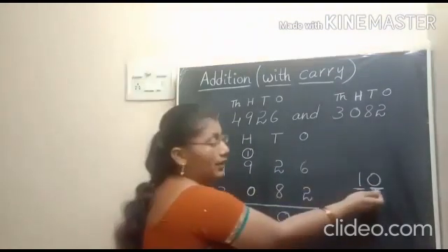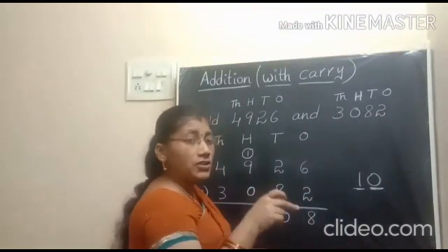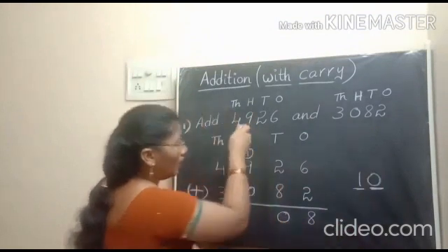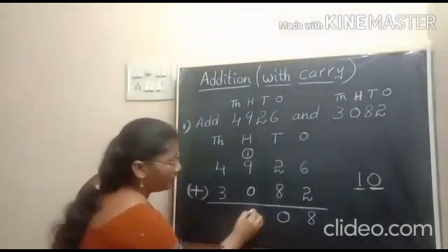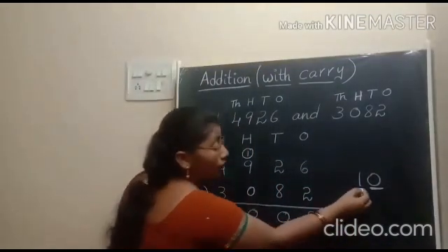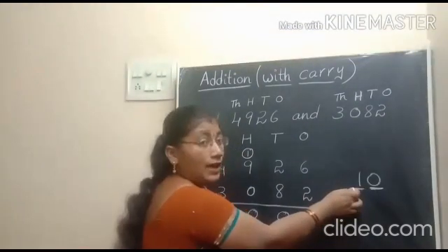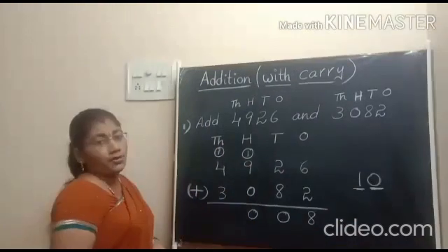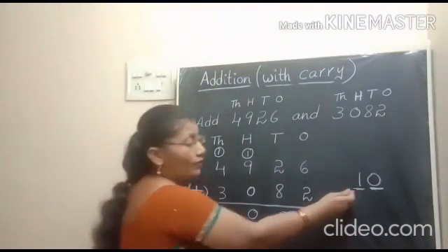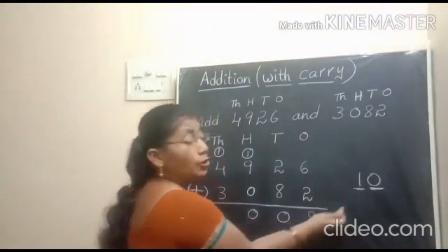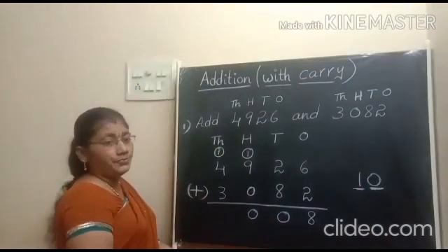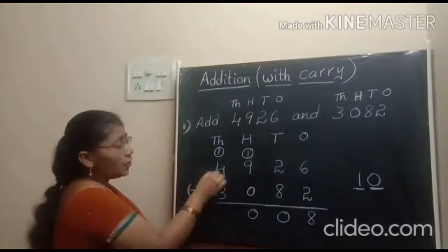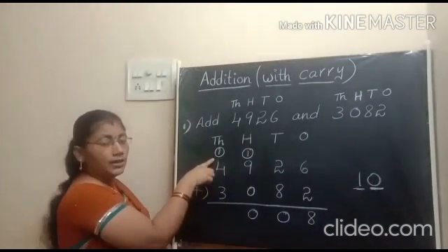So, simply we get 10. Here also we should follow this rule. We should write the 0 in the hundreds column. And 1, we should write 1 as carry for the thousands column, for the next column. Understood? We should always pass this carry to the next column. So, we should write 1 in the place of thousands as carry.